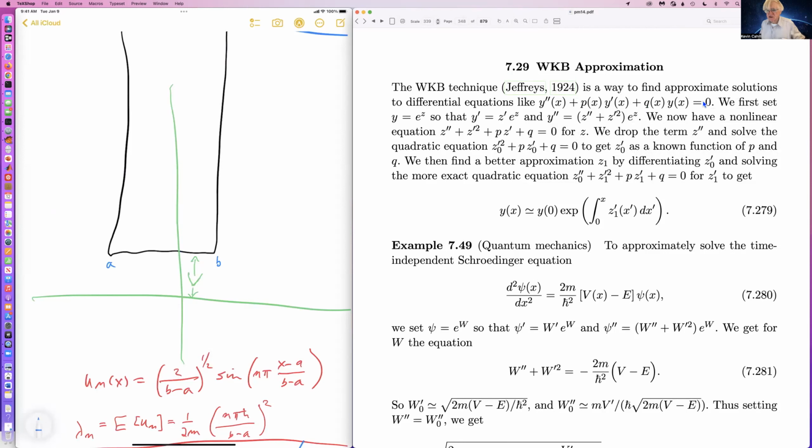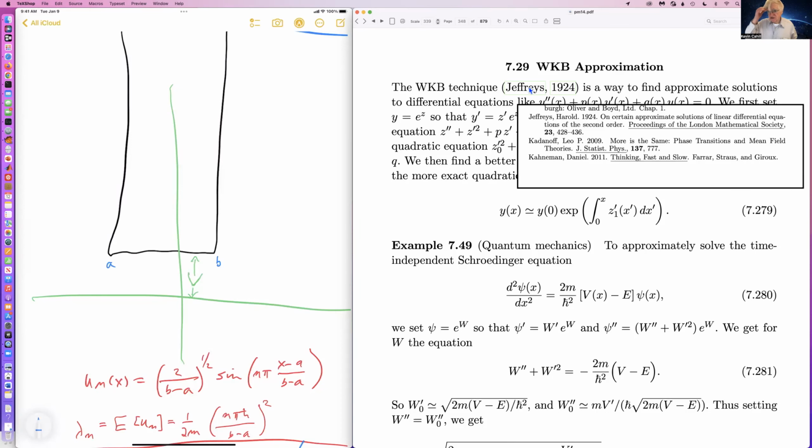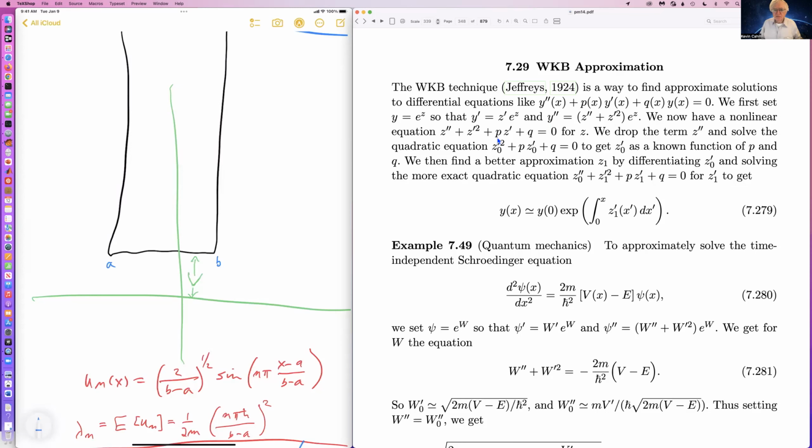You pop them into this equation, and you then have z double prime plus z prime squared plus p z prime plus q equal to 0 after you factored out an e to the z. But now this is a nonlinear equation, and nonlinear equations are very hard to solve, but what Jeffrey noticed was that you can actually solve this thing if you drop the second derivative initially.